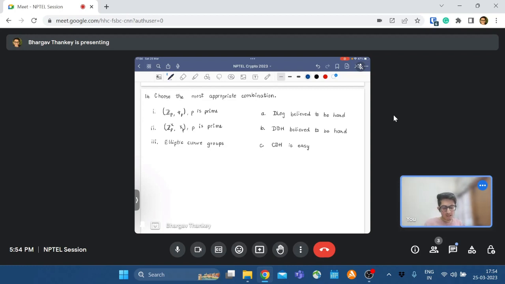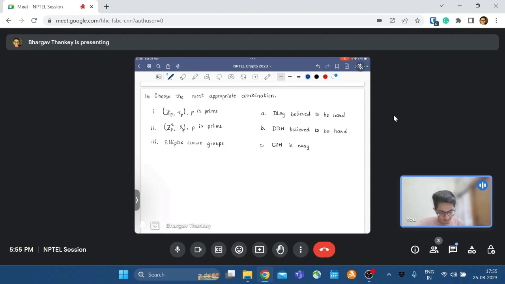Yeah. So on the left hand side, we have ZP with addition mod P where P is prime, ZP with multiplication mod P when P is prime, and elliptic curve groups. And on the right side, we have the D-log assumption. We have that D-log is believed to be hard, DDH is believed to be hard, and CDH is easy. So what does one map to?